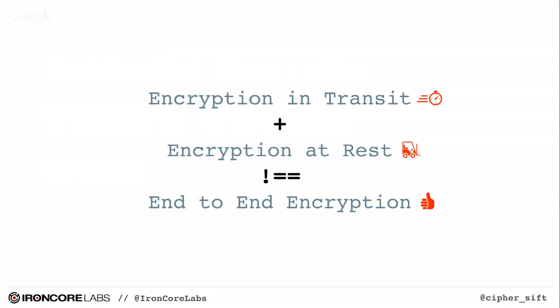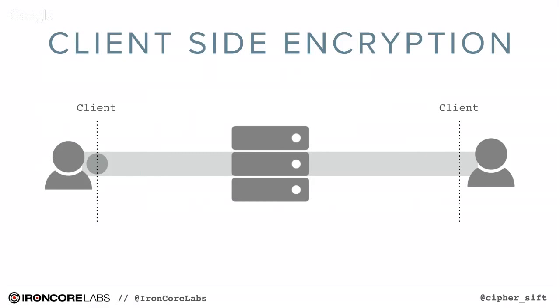But both of those two types of encryption together is not the same as end-to-end encryption. So end-to-end encryption is data should be encrypted from the point of origin to the point of use. Okay? So it looks like this. Essentially, we encrypt data on our application level.